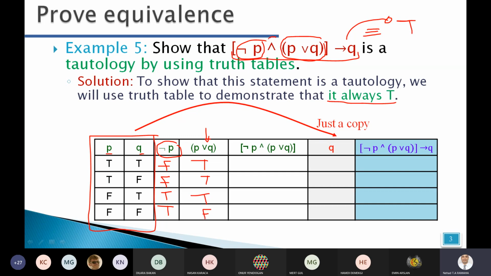Okay, now we need to make an and between these two parts here, not P and P or Q. I know it's finished, okay? I know time is up, just one minute. We already finished here. For the result of this and these two parts, if two sides are true, the result will be true. This is the only case where both sides are true. All others will be false.